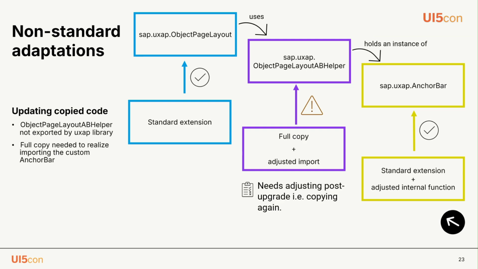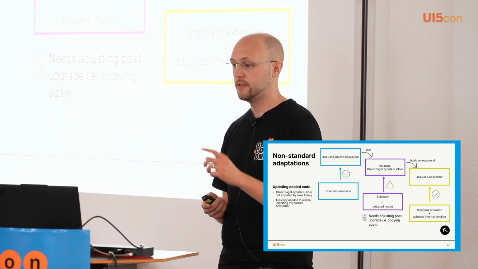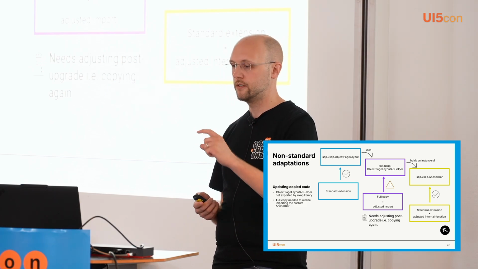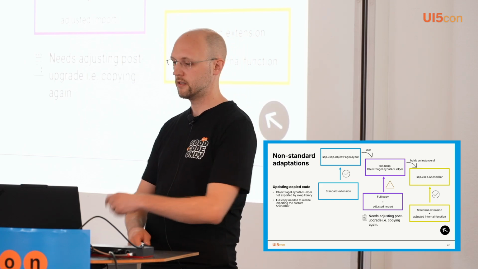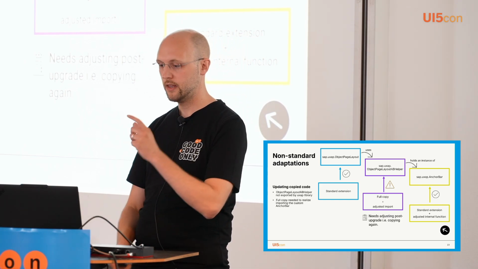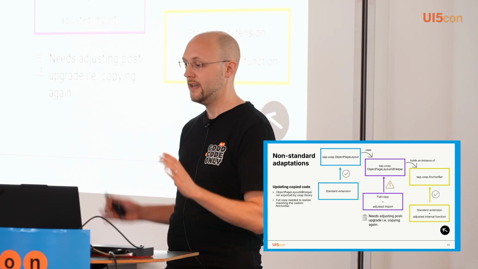However, the anchor bar is not used directly by the object page layout. It's used by a helper class which holds the instance of the anchor bar. And this helper class is not public, it's not exposed by the UXAP library. So this is another step where we had to say, let's just copy the framework code we need, make our own custom module, and then adjust the import so we can use our extended anchor bar. And then we just extend the object page layout to use our custom helper class, and then everything worked.